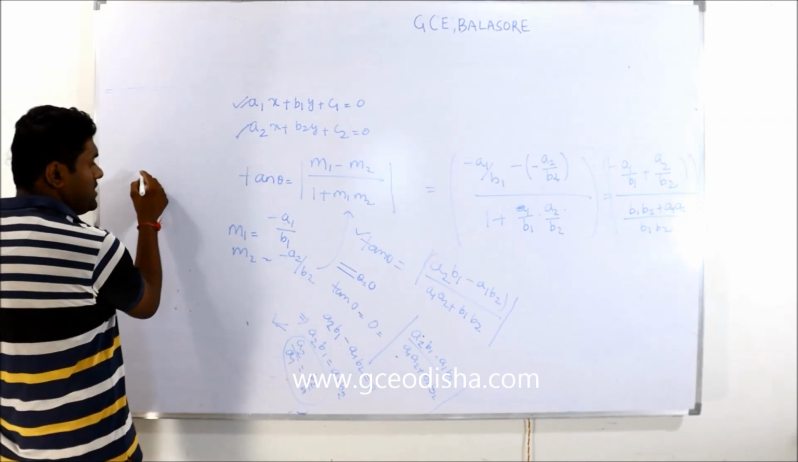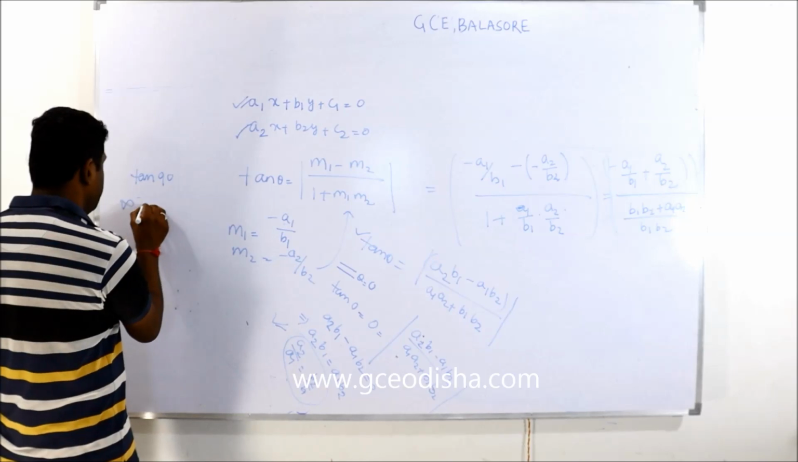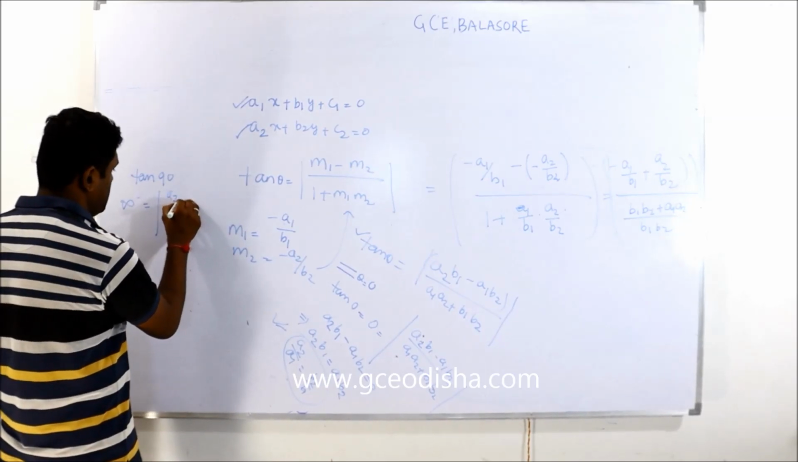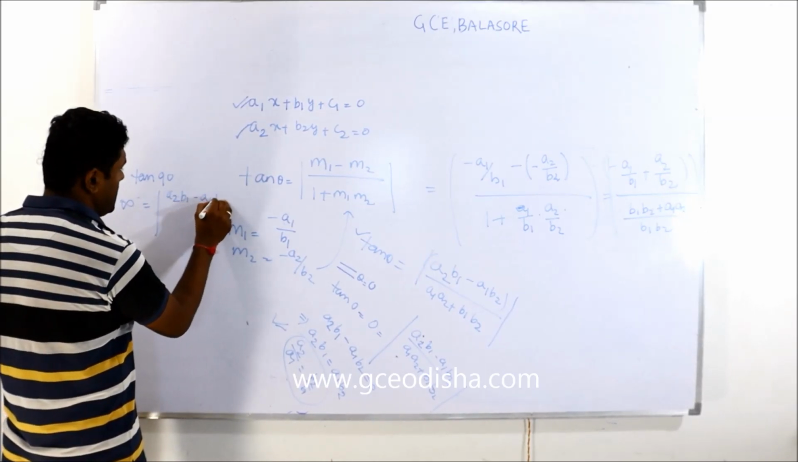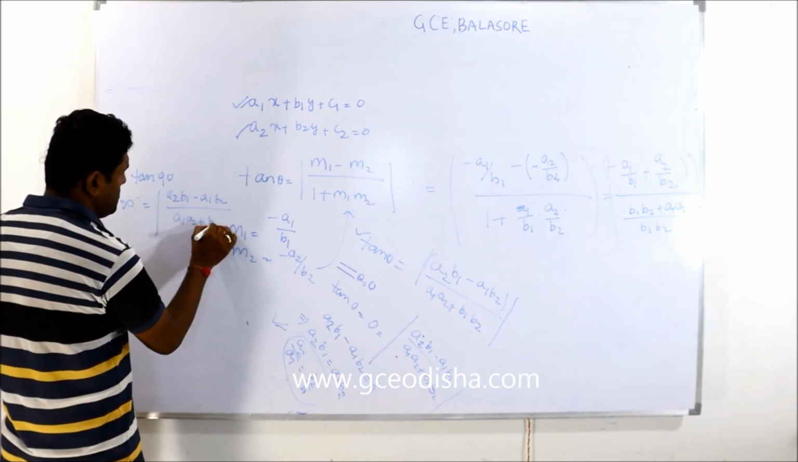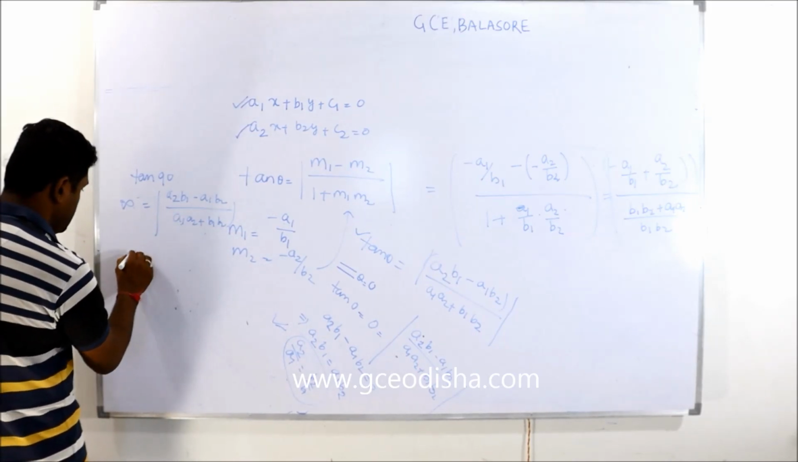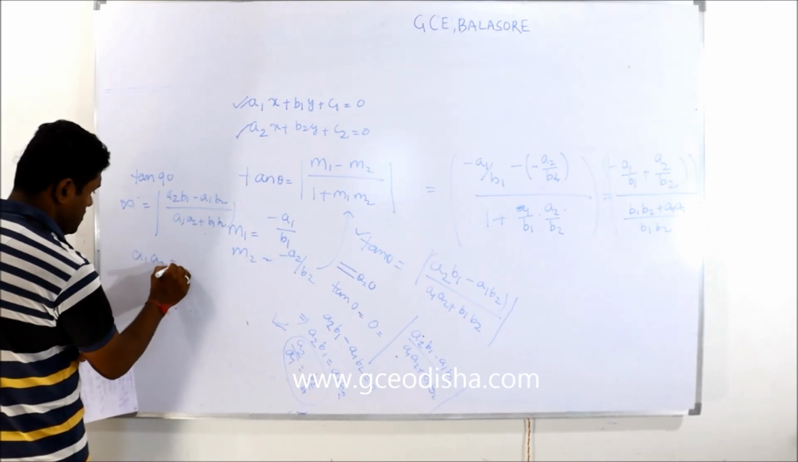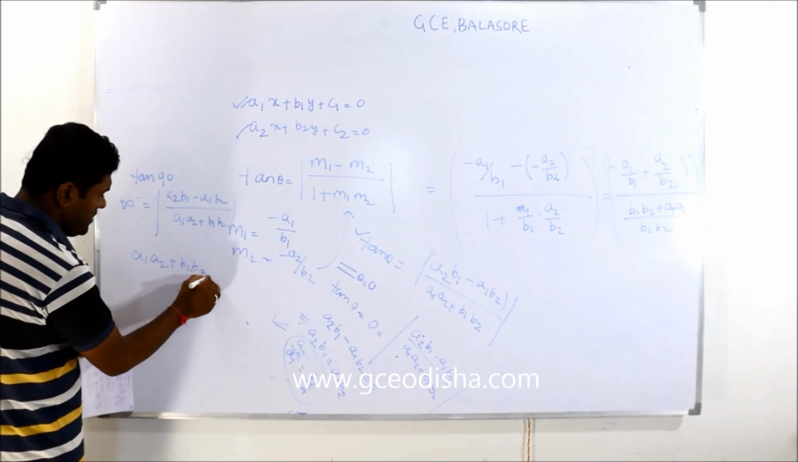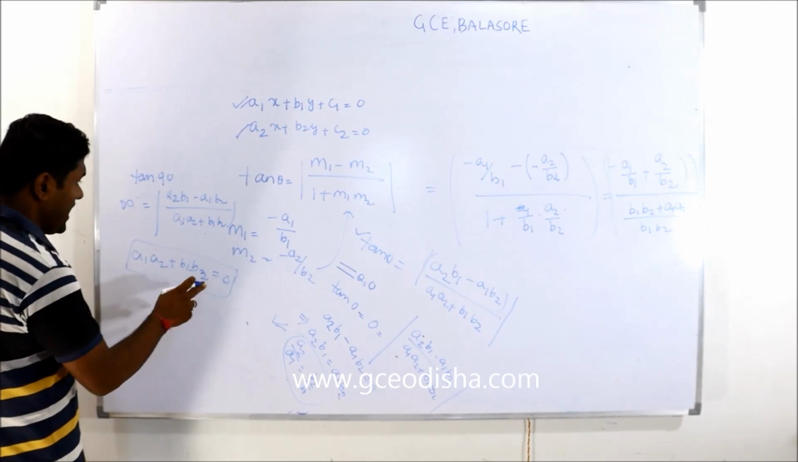When the lines are perpendicular, tan 90 is infinity, which is equal to a2 b1 minus a1 b2 whole divided by a1 a2 plus b1 b2. Just come here, then the denominator will be 0, so a1 a2 plus b1 b2 is equal to 0. This is the condition when the lines are perpendicular.